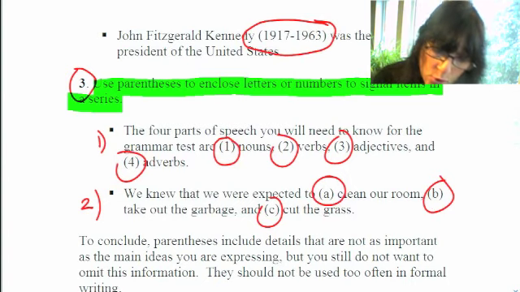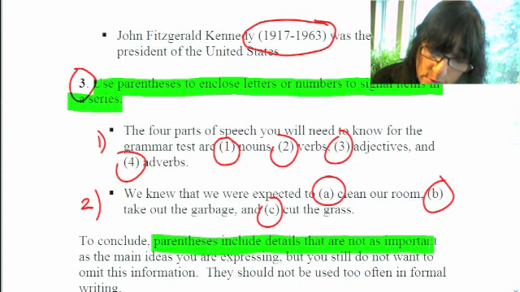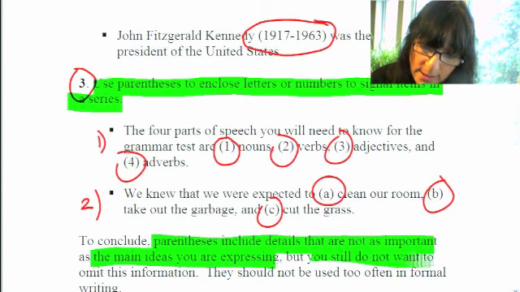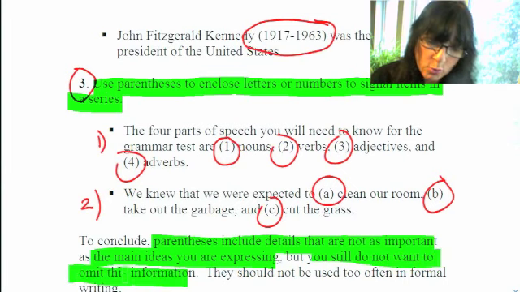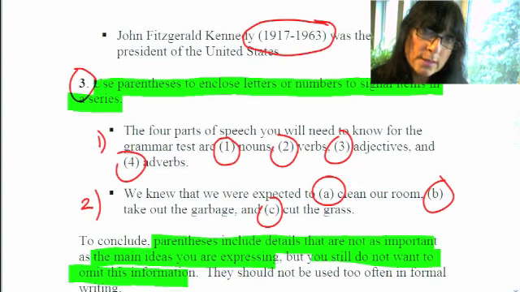So to conclude, I would like you to remember that parentheses will include details that are not as important as the main ideas you're expressing, but you're using them because you don't want to omit this information. It's still important to include, and therefore you're going to incorporate it into your sentence, but you're going to use parentheses or brackets to say, I need to use this information or include it, but it's not crucial to the understanding of the sentence. Now be careful though that you do not use parentheses too often, particularly in formal writing.